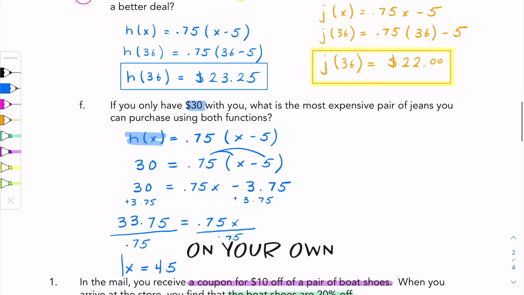Okay, this number is telling us that if we found a pair of jeans that was listed for $45 and we first applied our $5 off mail coupon, then we applied the 25% discount in the store, we would end up paying a total of $30. So $45 for the original price goes down to $30 after the discounts using the h of x function. I should be writing my answers in complete sentences, but for note-taking purposes, I think you guys can follow along with what I'm saying.